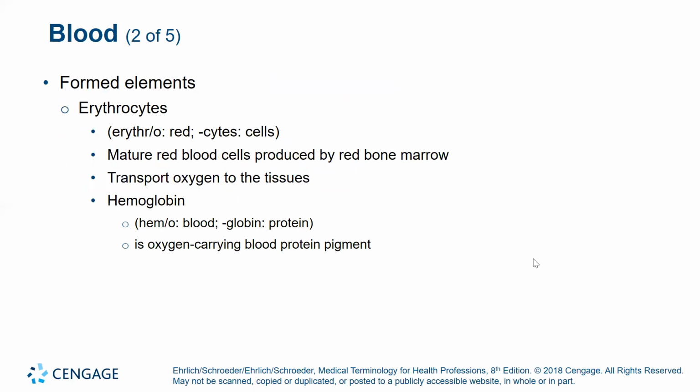Formed elements of the blood include erythrocytes, leukocytes, and thrombocytes. We'll take a look at each one of these. So the first one we have is erythrocytes. Looking at the term erythrocytes, we can break it down. Erythros is red, cytes is cells. So these are just mature red blood cells produced by red bone marrow. They transport oxygen to tissues. And let's take a look at the term they have here, hemoglobin. Hemoglobin is an oxygen-carrying blood protein pigment. So hemo is blood, globulin is protein.